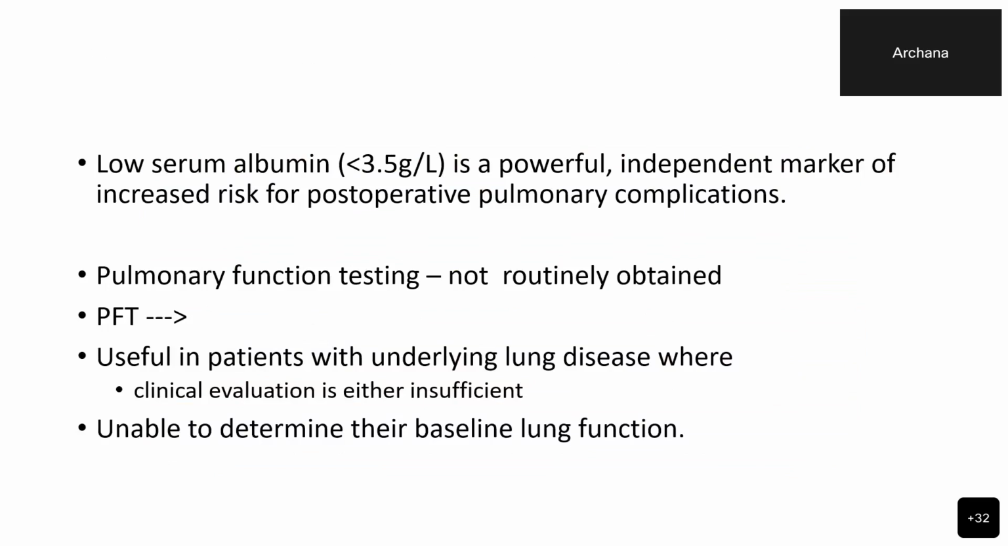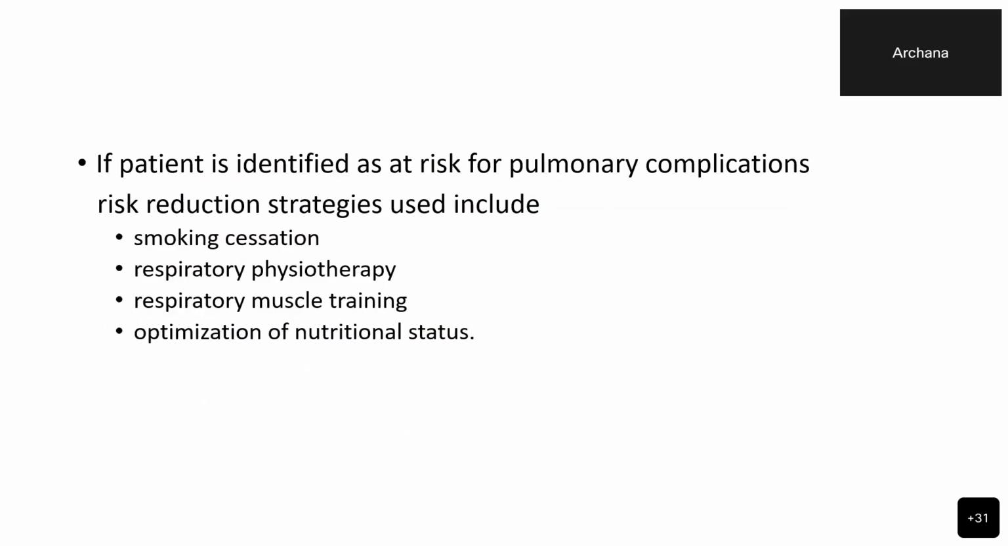So the next thing is pulmonary function testing. It is not routinely done. It is useful in patients with underlying lung disease where clinical evaluation is insufficient, or in patients where we are unable to determine their baseline lung function. For major surgeries like upper abdominal surgery, thoracic surgeries, etc., we require a pulmonary function test. So if a patient is identified as at risk for pulmonary complications, the risk reduction strategy should be started.